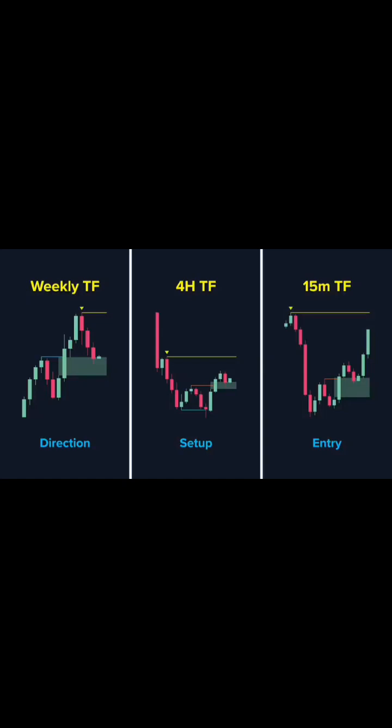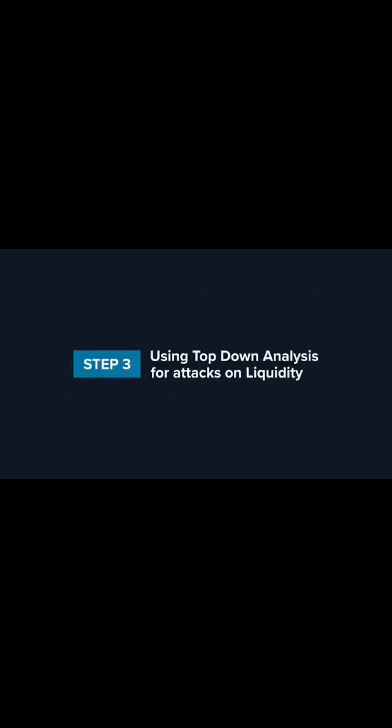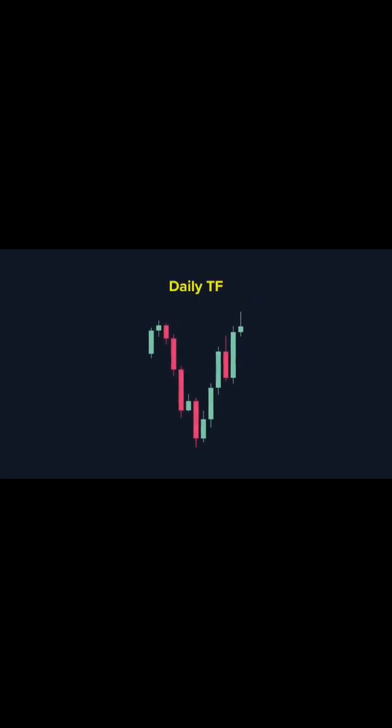But there are also other ways that we can use top-down analysis, which takes us on to the next step, which involves looking into how we can use top-down analysis on the lower time frames to determine whether an attack on liquidity is creating a liquidity run or a liquidity sweep. So here we have another example of a chart, and this time we are using the daily time frame. And the first thing you might have noticed is that this previous liquidity level is currently being attacked.